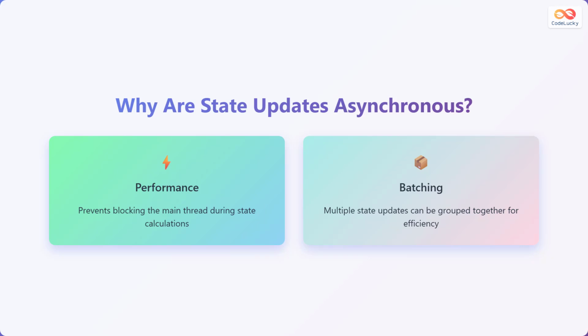Why does Node.js handle state updates asynchronously? Two primary reasons are performance and batching. Asynchronous updates prevent blocking the main thread during state calculations, ensuring smoother performance. Additionally, multiple state updates can be grouped together for efficiency, optimizing overall execution.